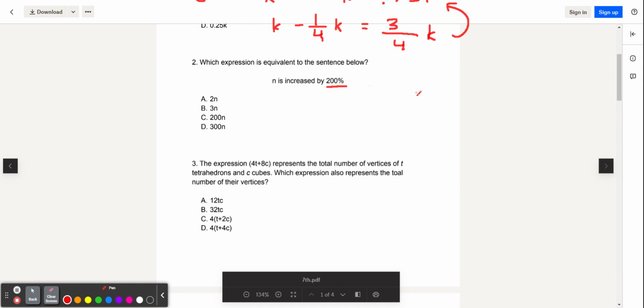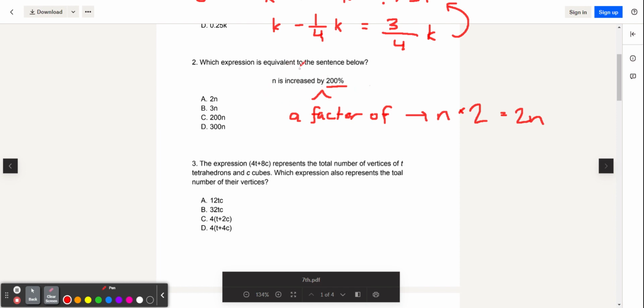However, if it said by a factor of 2, that means you're multiplying. For instance, if this said n is increased by a factor of 200%, factor should remind you of factorization or finding the factors of a number, basically multiplication and division, right? Then we would think, oh, so n times 2, which is of course 2n, and that would be A. But it doesn't say a factor of, it just says by 200%.